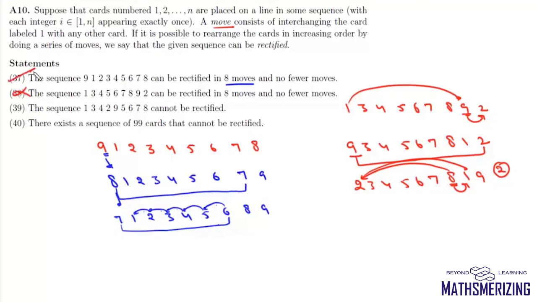So 37 is correct and 38 is incorrect. Now in 39, it says we are given a sequence and it cannot be rectified. Basically, for any sequence of numbers, it is possible to write an algorithm using moves to sort it out. So any sequence can be rectified, and therefore 39 is incorrect. And in 40, in which we have 99 cards, it can also be rectified, so 40 is also incorrect. So the only correct statement in this case is statement 37.